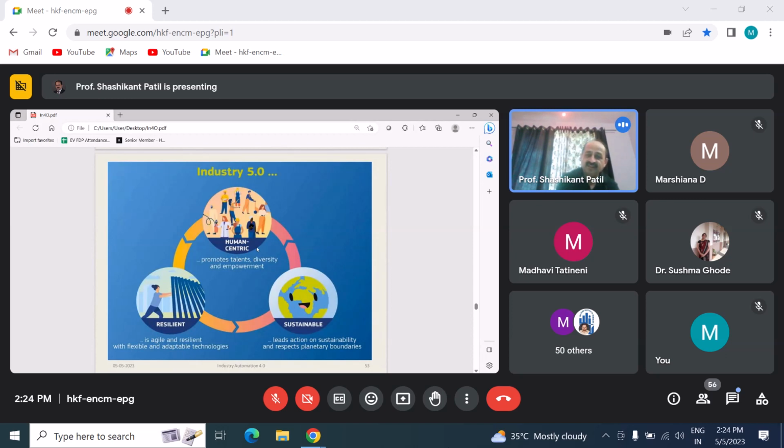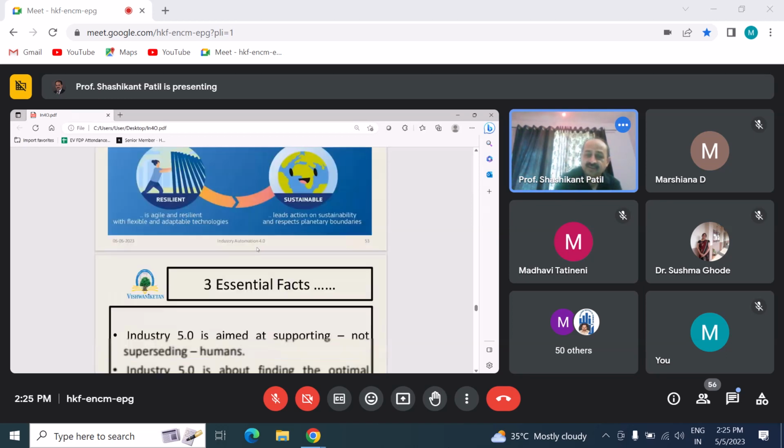Then another diagrammatic representation one can see here. It is human-centric. The human-centric approach promotes talents, diversity, and empowerment. Sustainability leads action on sustainability and respects planetary boundaries. We should not harm our mother nature, or we need to preserve our ecosystem overall. And it is also resilient. It is agile and resilient with flexible and adaptable technologies. So these are the best features of Industry 5.0.